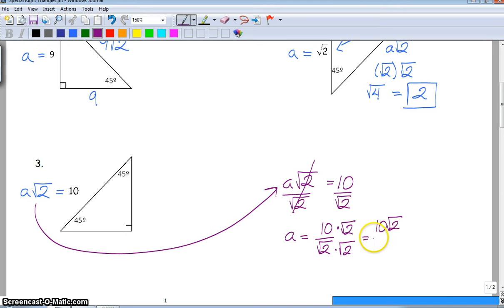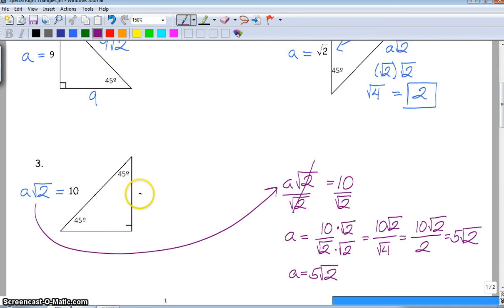Square root of 2 times square root of 2 is the square root of 4. I can't simplify the numerator, but I can simplify the denominator. Square root of 4 is 2. And then if I look back at my fraction, 10 is divisible by 2. So 10 divided by 2 is 5 times the square root of 2. So that means A equals 5 root 2, and now I can go through and label my other sides.